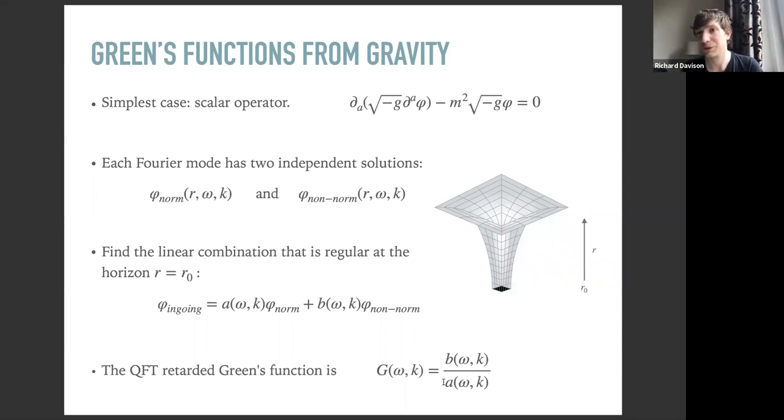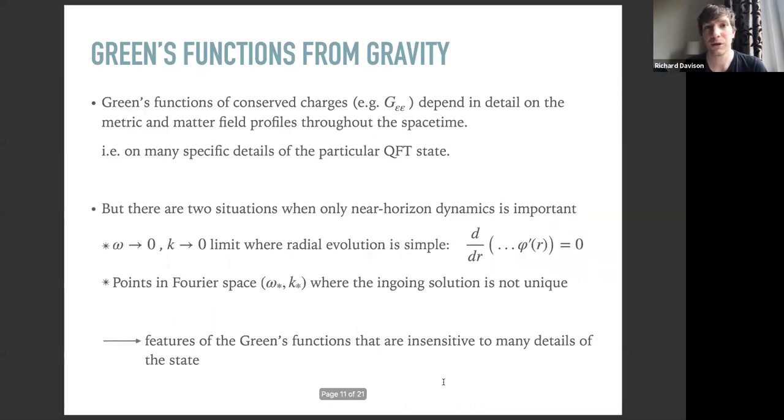Okay, so this is probably very familiar to most people, but I'm going through the details because they will be important shortly. So this is in principle what I would do to compute the Green's function of this operator. Now in practice, it's usually very complicated to do this, even for the very simplest cases, like a massless scalar in Schwarzschild AdS. This can only be done numerically.